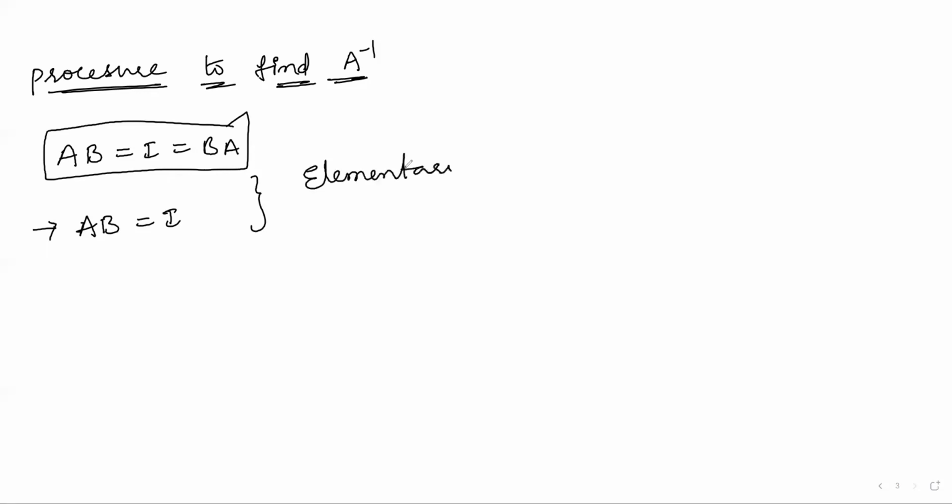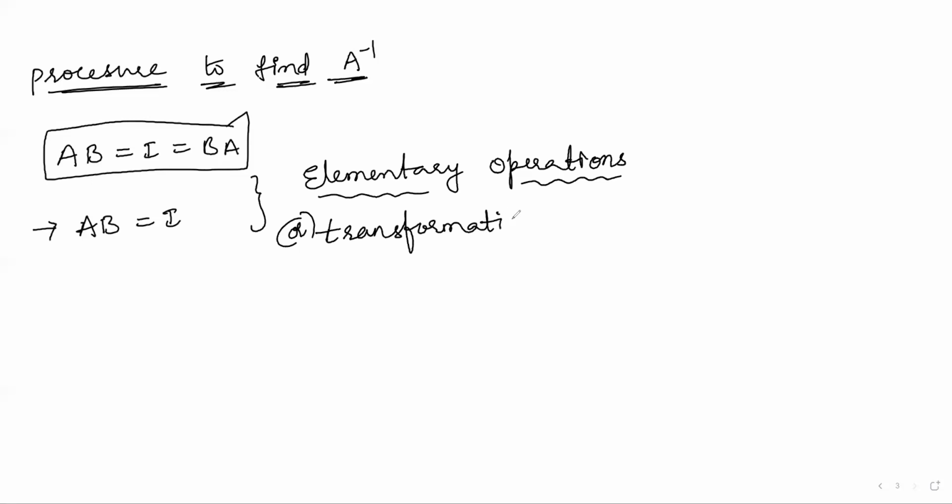Here comes elementary operations. First I will explain what these elementary operations are. Elementary operations are transformations of a matrix. You can say elementary operations or transformation of a matrix. There are three elementary operations of transformation of a matrix.